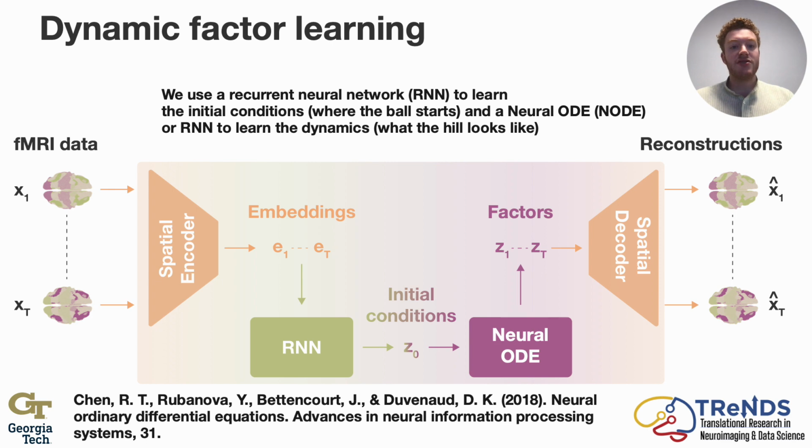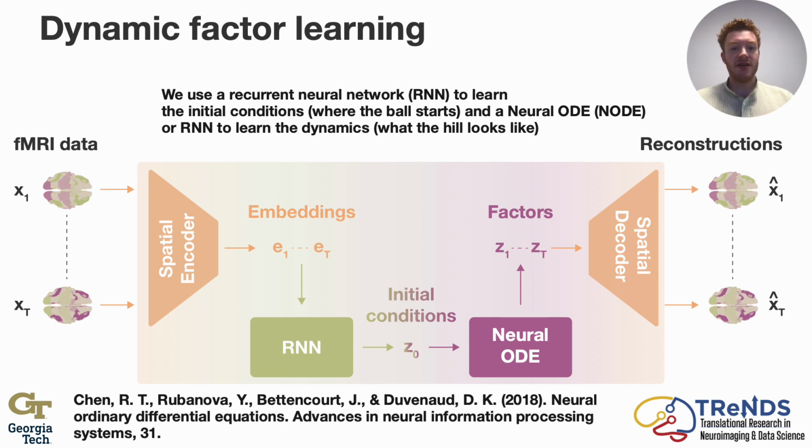In our model, we add 2 extra blocks in between. Namely, we use a recurrent neural network, which is a deep learning algorithm that works well for temporal data, and we predict the initial conditions given the low dimensional time series we obtain from the spatial encoder. Then, with those initial conditions, we use a neural ODE, which is a neural network that can learn ordinary differential equations, or an RNN to simulate the dynamics.